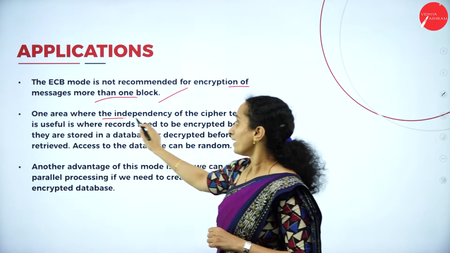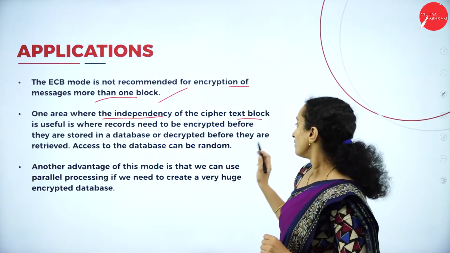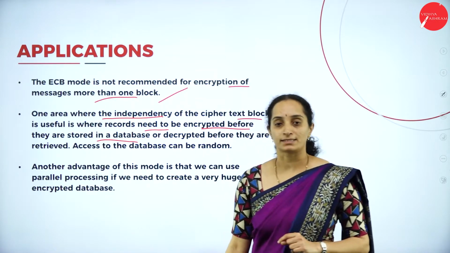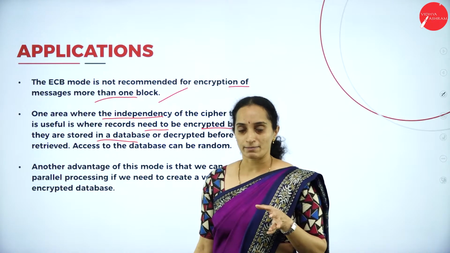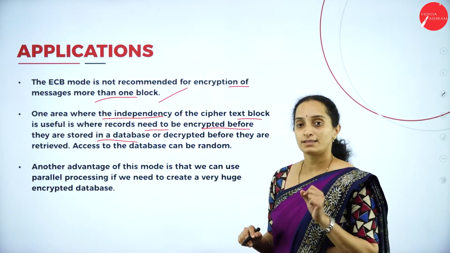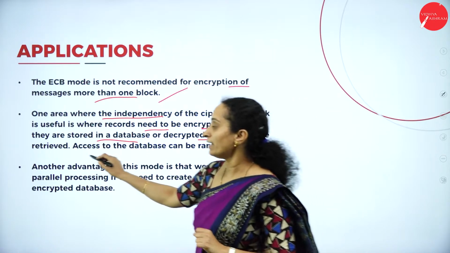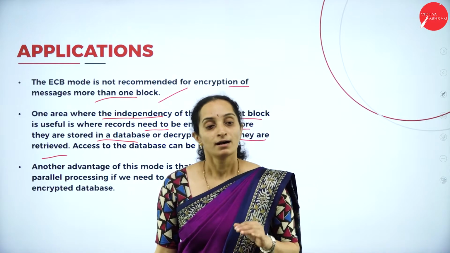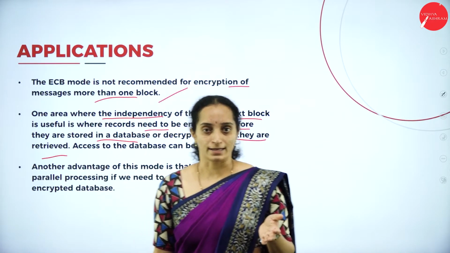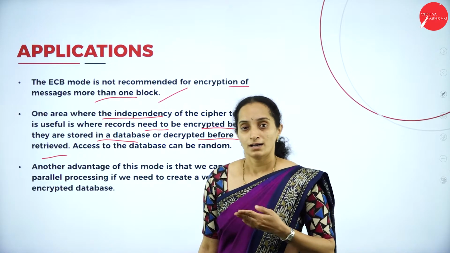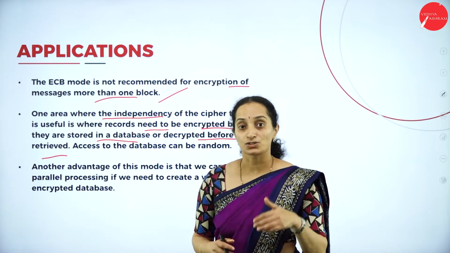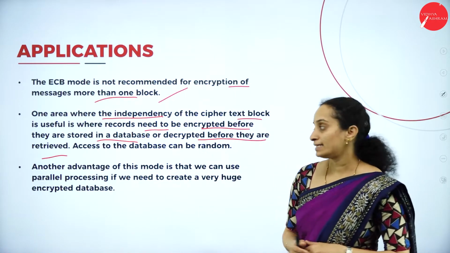That means one area where the independency of the ciphertext blocks is useful is where records need to be encrypted before they are stored in a database. They are not going to be stolen. So the data is going to be stored in a database, but in an encrypted form. In that case, you can make use of the independent blocks, or decrypt before they are retrieved. It is not passed on the network, but is stored in the database. That means there are no receivers and no attackers involved in the middle of the data transmission. So in that case, it is going to be passed to an application instead of a receiver. In such a case, you can use this ECB mode.